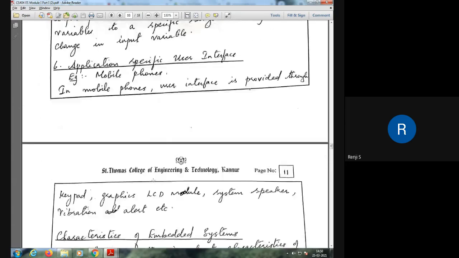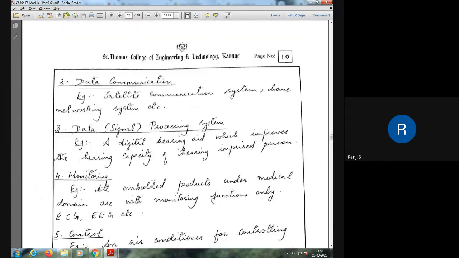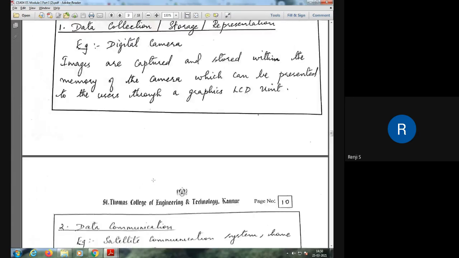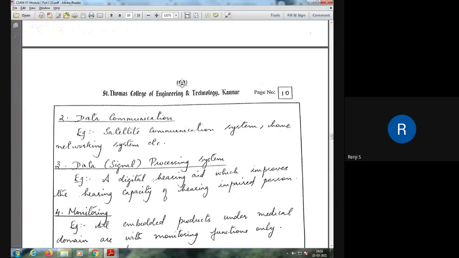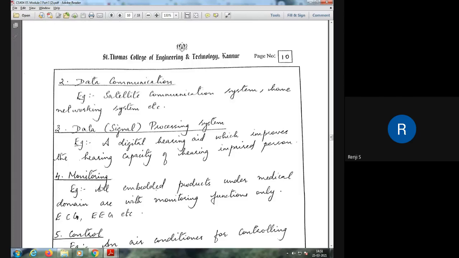So that was the purpose of embedded systems. There were around six purposes for embedded systems. Any embedded system can come under one or more of these categories. It can satisfy one purpose or more among these.